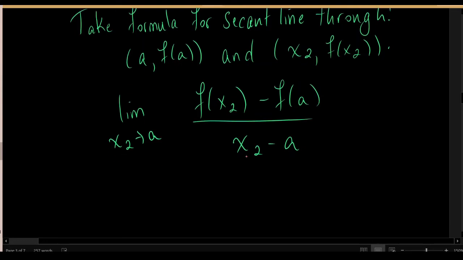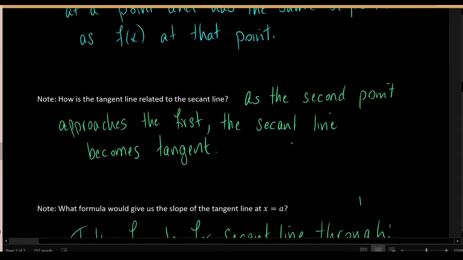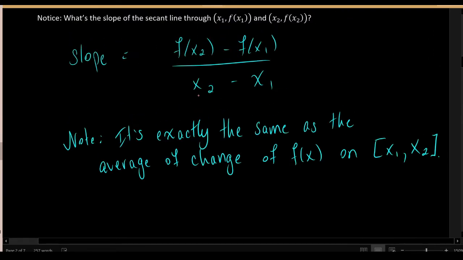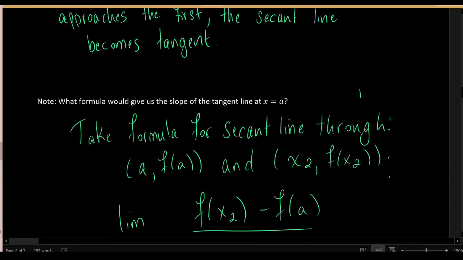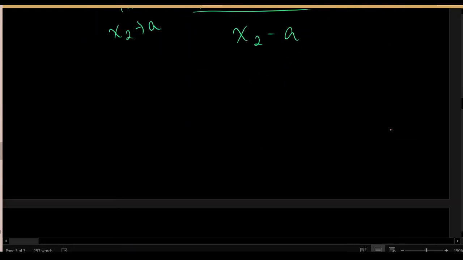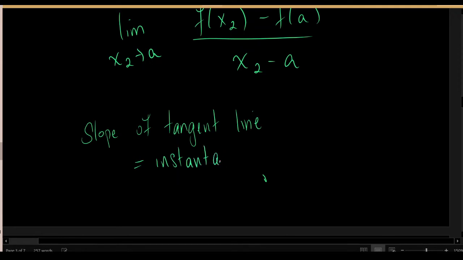But again, this is a formula that we've seen before. The formula for the slope of the secant line was identical to the formula for the average rate of change. The formula for the slope of the tangent line is identical to the formula that we had for the instantaneous rate of change, which is this quantity that we call the derivative for short.